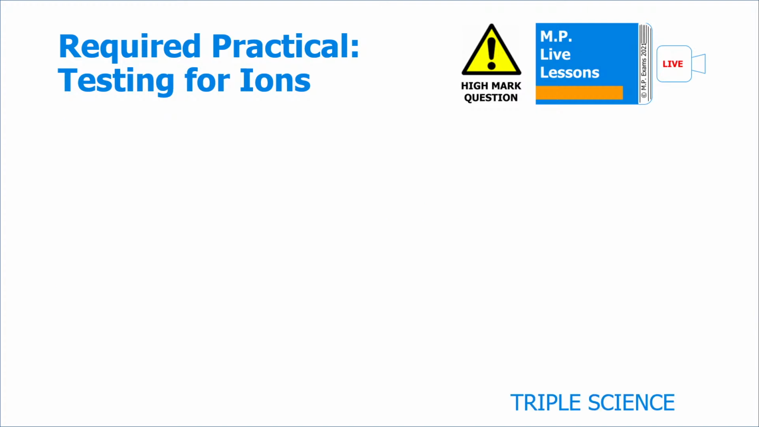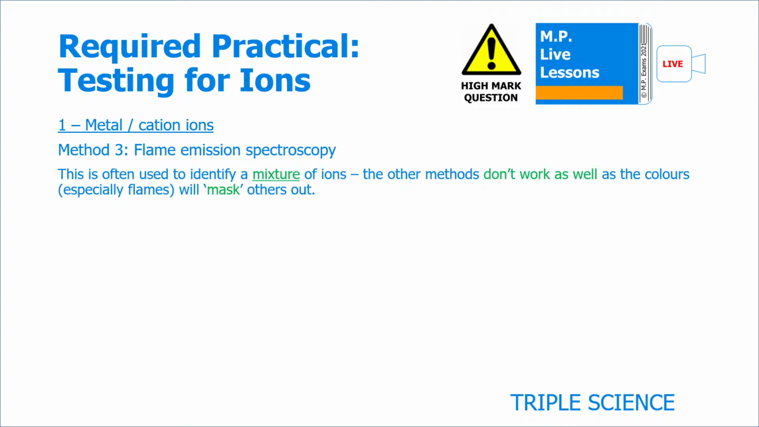Now, a third way you could test for metal ions is something you wouldn't do at school. This is flame emission spectroscopy. This is where we try and identify a mixture of ions. Now, the other methods don't work well, even the flame test and the adding of sodium hydroxide solution. They don't work because the colors can mix together and what we call mask each other out. So one could appear more than the other. Let's say a green flame could appear over a lilac or purple flame.